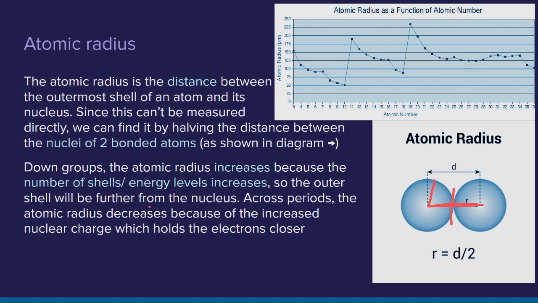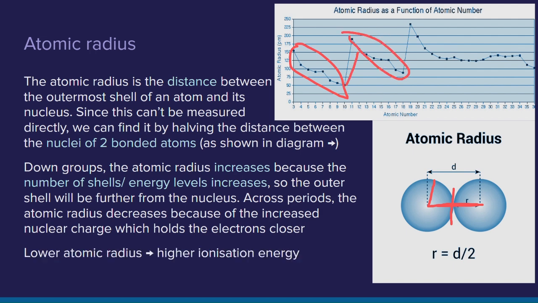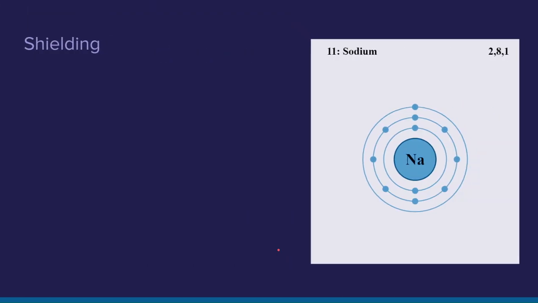Down groups, the atomic radius increases because the number of shells increases. So the outer shell will be further from the nucleus, and across periods, the atomic radius decreases because of the increased nuclear charge holding the electrons closer to the nucleus. You can see that in that graph up here, and then it shoots up and then goes down. Lower atomic radius means higher ionization energy because the electrons are closer to the nucleus.